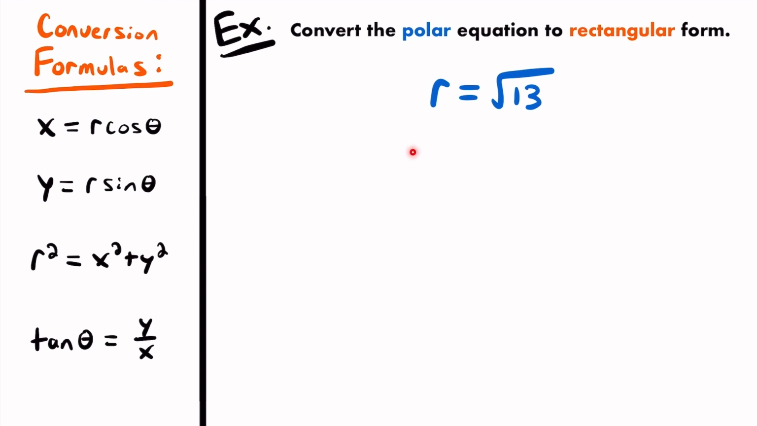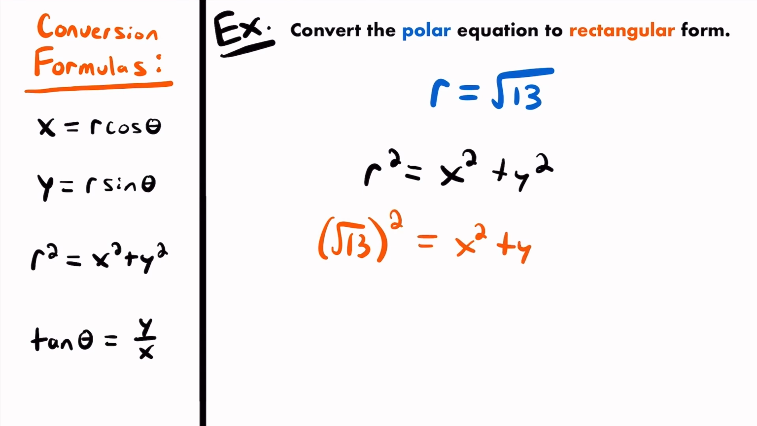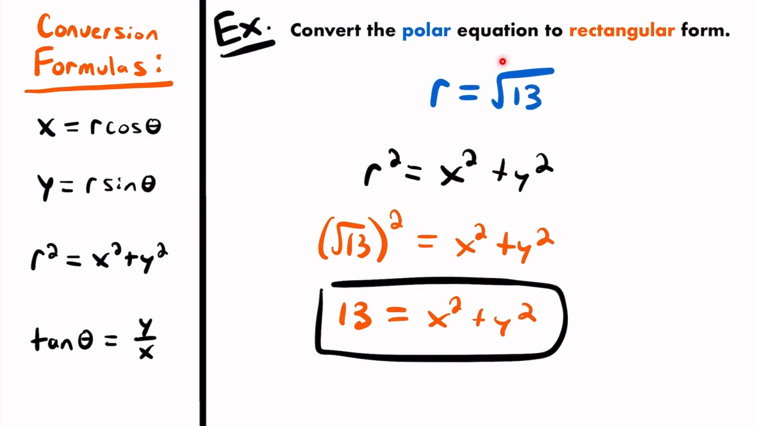So if we use this equation, r squared equals x squared plus y squared, let's write that down. R squared is equal to x squared plus y squared. We can replace r with the square root of 13, and that will give us an equation in rectangular form that corresponds to this polar equation. So we'll have the square root of 13 squared is equal to x squared plus y squared. Now if we square the square root of 13, that's just going to give us 13. So we'll have 13 is equal to x squared plus y squared. That is the rectangular form of this polar equation.